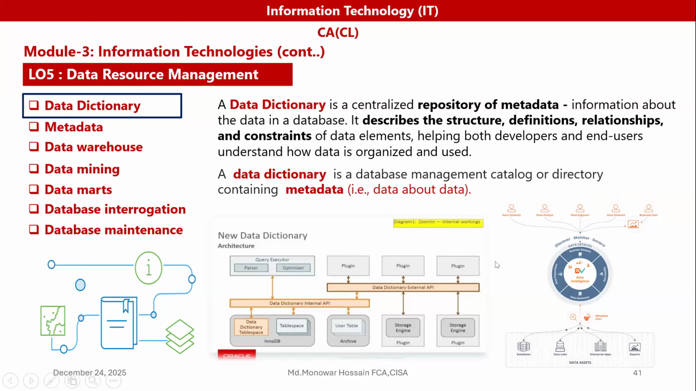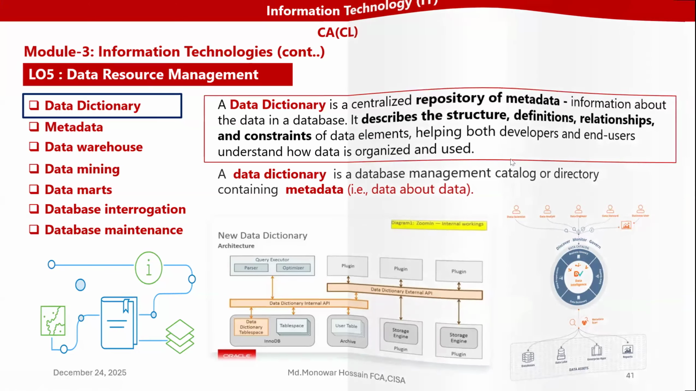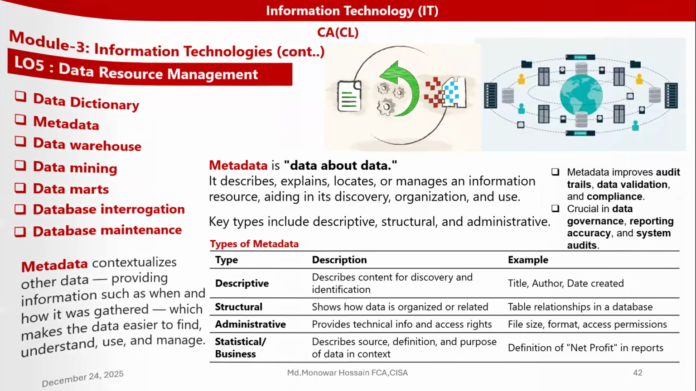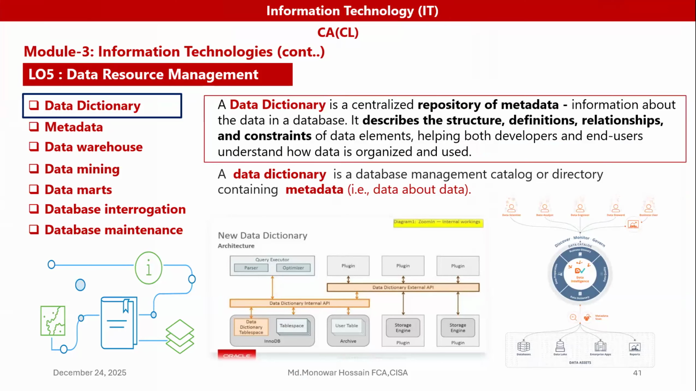If we see here, so we can say a data dictionary is a database management catalog containing metadata. And metadata means data about data that describes the data structure, definition, relationships, and contained elements. Why is this metadata? Because it helps both developers as well as end users understand how data is organized and used.